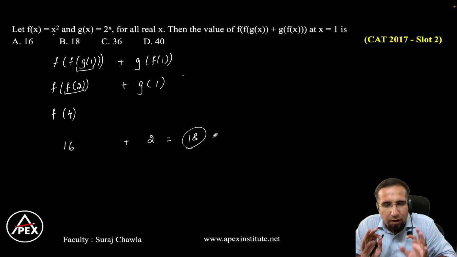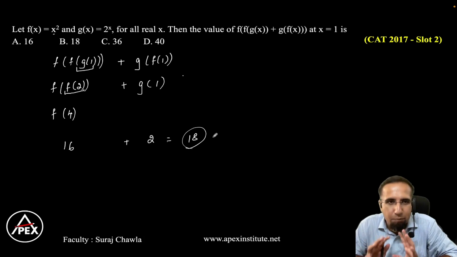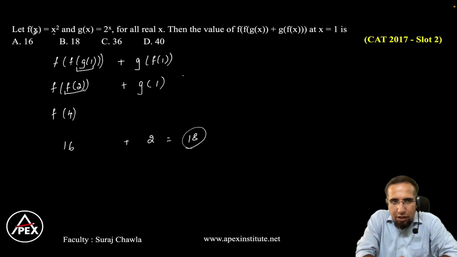So simple funda, guys: whenever I am asked f of x, the value of x is given to us, we have to replace that as an input value in the expression and get the respective values.